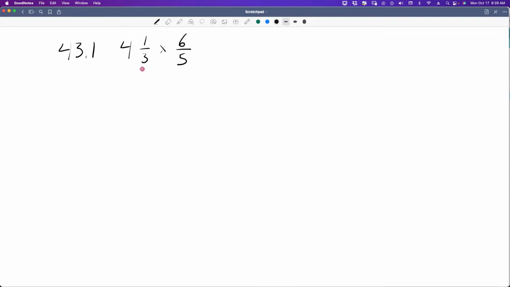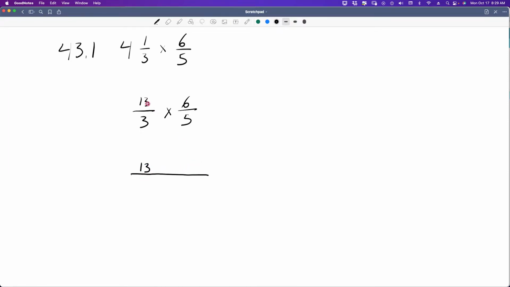So 4 times 3 is 12 plus 1 is 13. It's 13/3 times 6/5. So 13 times 6, I can't do that in my head, but you don't have to because there's a way around that. And the way around that is to factor all of the numbers on the top and all the numbers on the bottom. So we do that by drawing a line and we write whatever we can factor out on that for the numerator in the numerator.